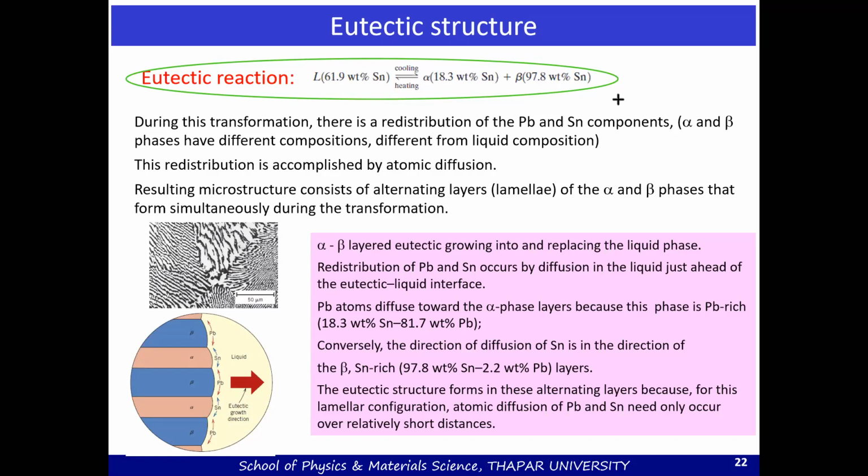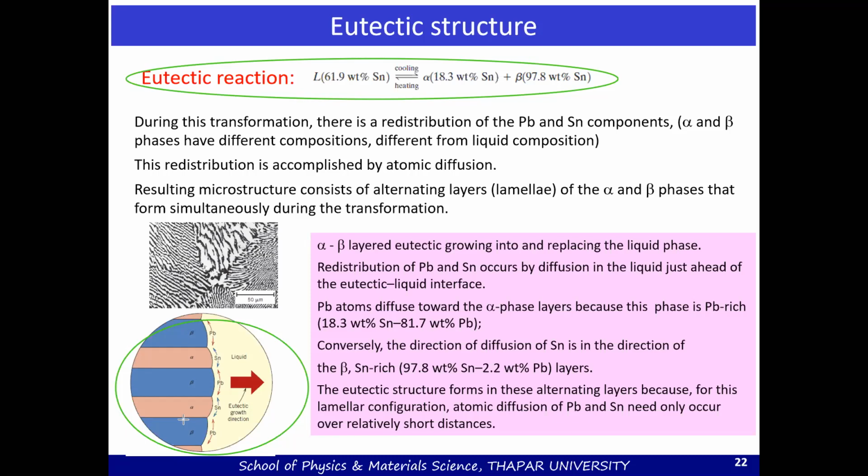If you want to understand the formation or evolution of the solid lamellar alpha and beta phase, you can understand it through the process of growth which is shown here. What we have understood is that, in the eutectic point, the solid which will evolve has an alternate layered structure of alpha and beta phase. Remember, what is the difference between alpha and beta? Alpha is the lead-rich phase and beta is the tin-rich phase.